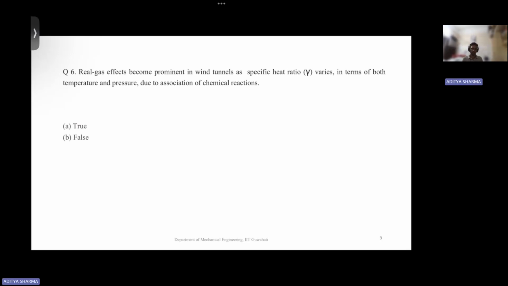Question number 6, then it says that real gas effects become prominent in wind tunnels as specific heat varies in terms of both temperature and pressure due to association of chemical reactions. So whether this is correct or not.